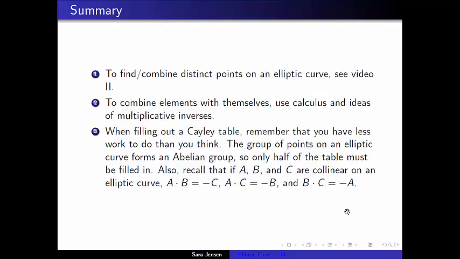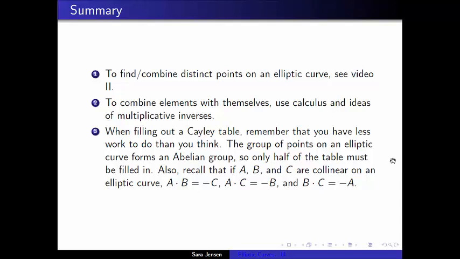So in summary, if we want to create a Cayley table for an elliptic curve modulo some particular prime, the very first step is to find all of the points that lie on that curve and know how to combine distinct points on that elliptic curve, which are things done in the second video. If we want to combine an element with itself, we're going to use calculus and the idea of multiplicative inverses to solve that congruence for dy/dx in order to get a slope. And then the process of determining what the line is and what the third intersection point is is exactly the same as the distinct case covered in more detail in video 2.